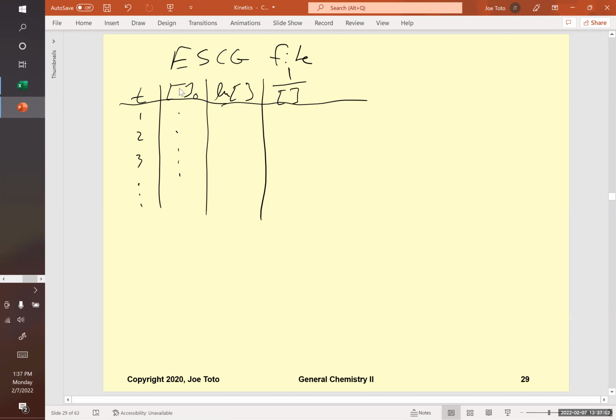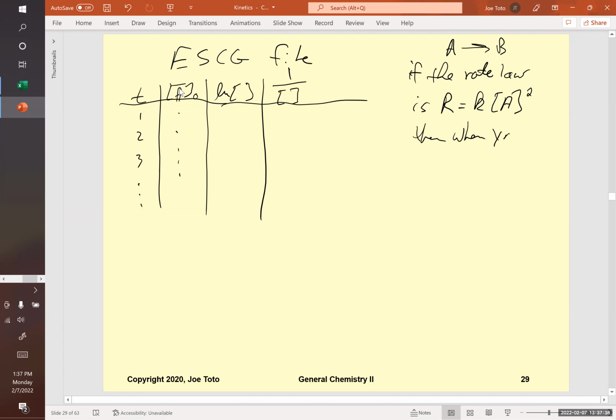Because if that reaction, where reactant A goes to B, has a rate law of rate equals k times the concentration of A squared, in other words, it's second order, then when you plot 1 over the concentration versus time, what kind of line should you get? A straight one. Yep.